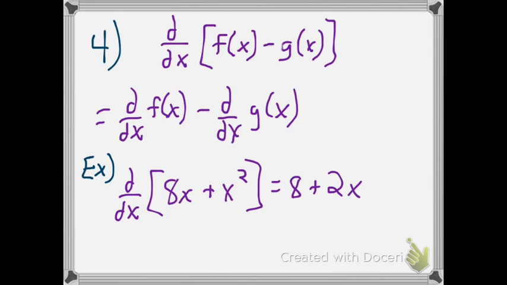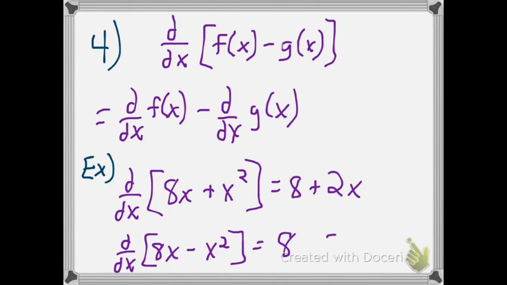If this was, for instance, the derivative of 8x minus x squared, now we're going to use the difference rule, which says that I'm going to take the derivative of these two separately. So again, 8 and 2x. But because I'm subtracting the functions to begin with, I subtract them after I take their derivative.